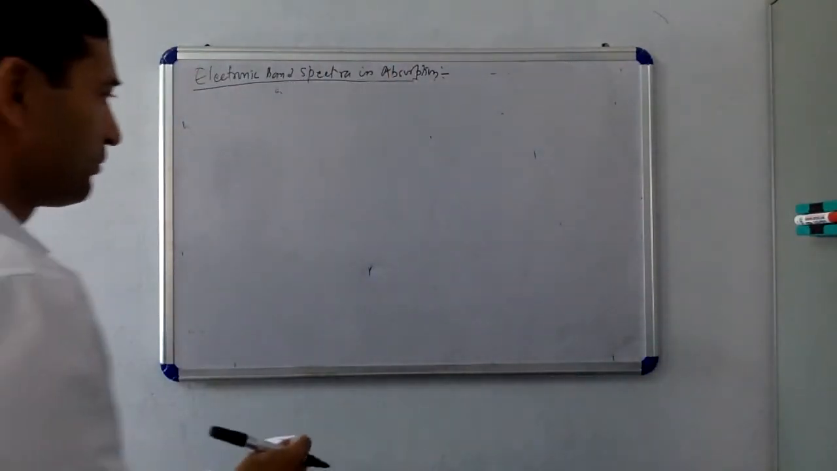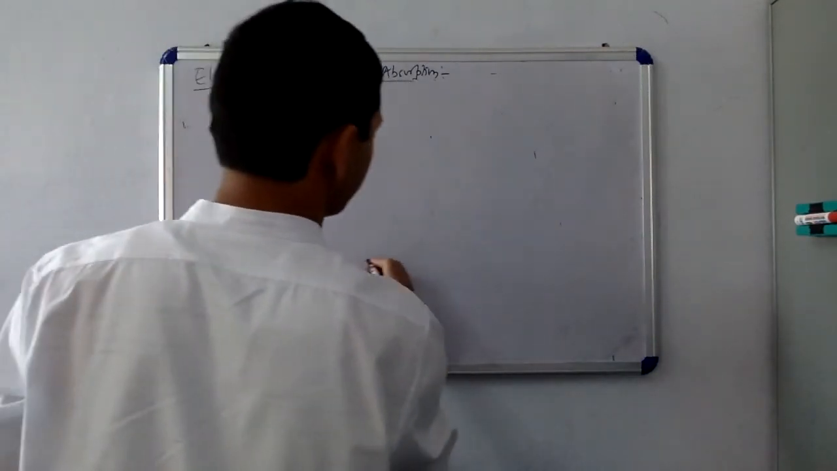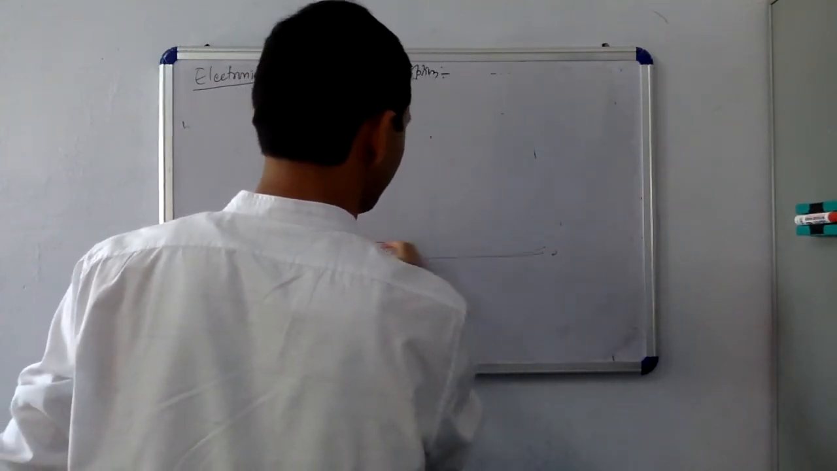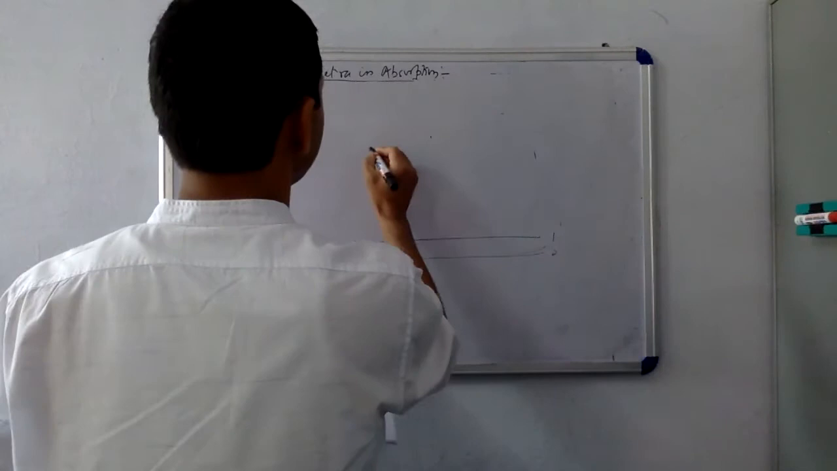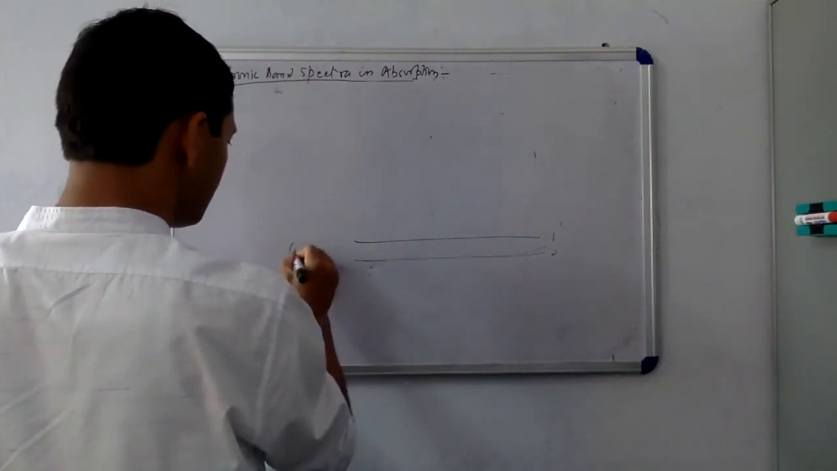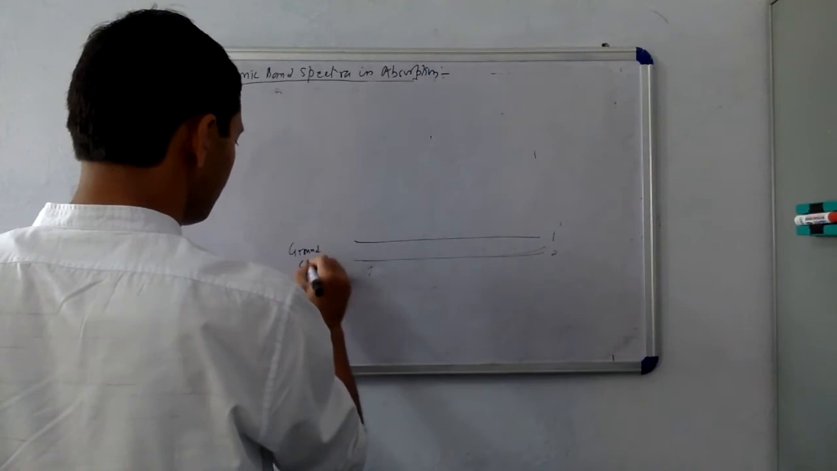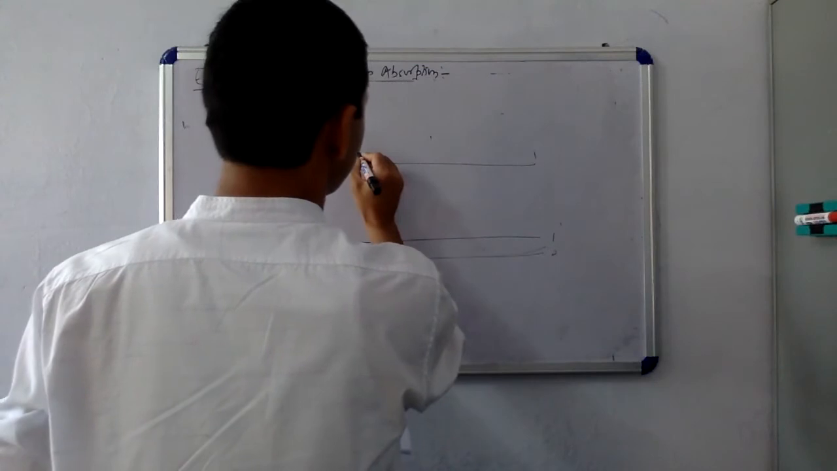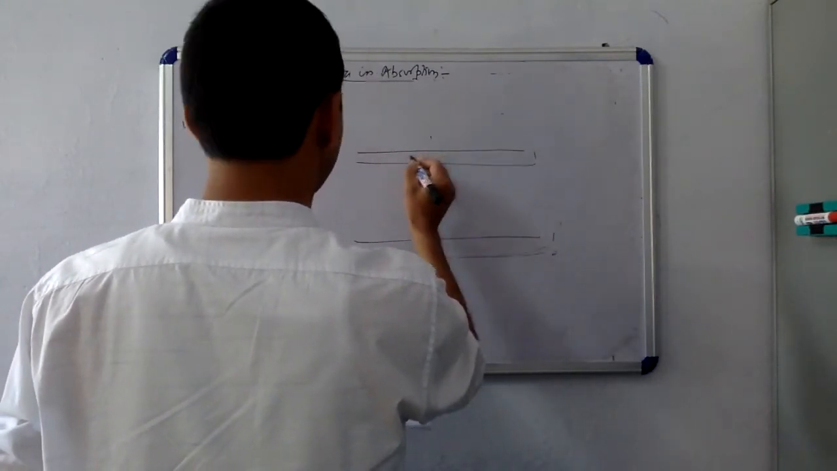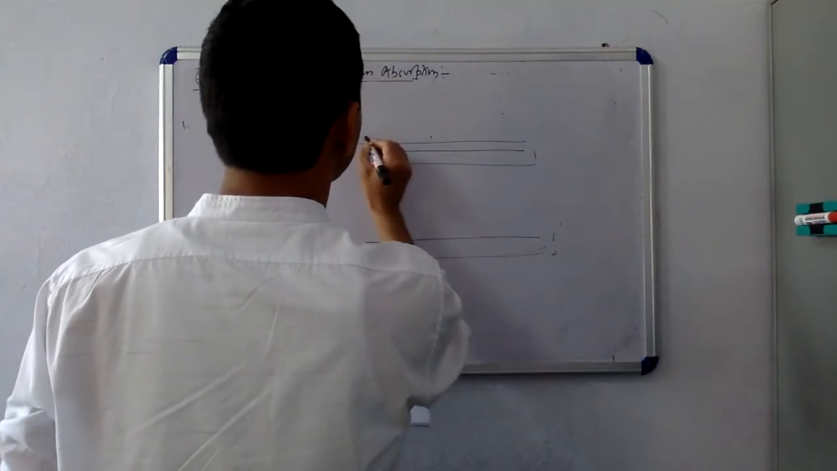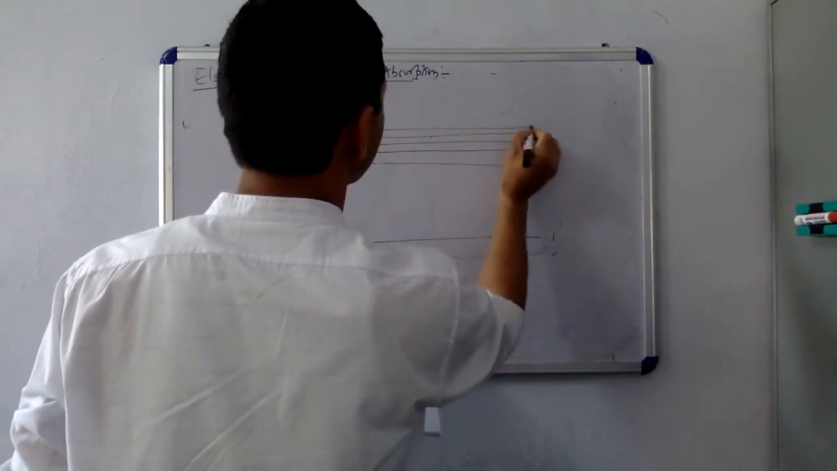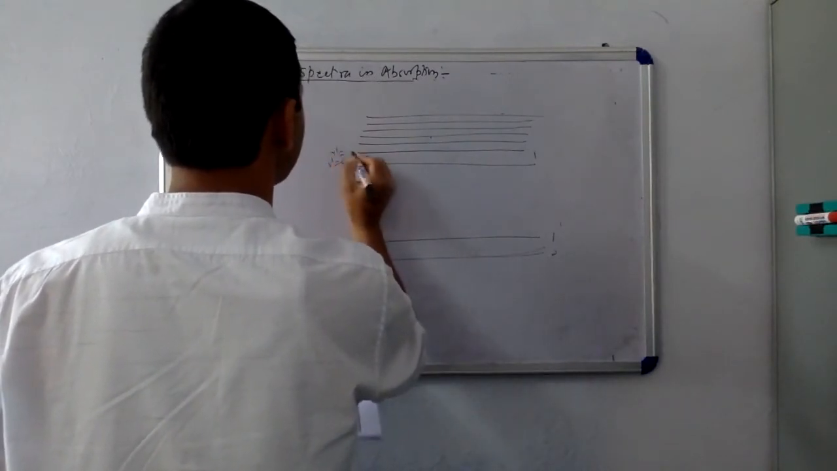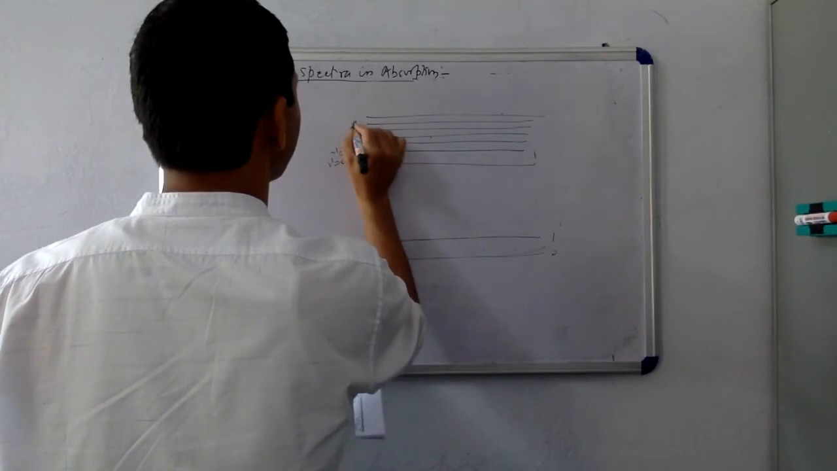So the energy diagram I'm plotting: you have the 0 level. You have this ground state, this is the ground electronic state, and you have the excited electronic state. This 0, 1, 2, 3, 4, 5, and so on. This nu prime is equal to 0, nu prime is equal to 1, 2, 3, 4, 5, 6, and so on.